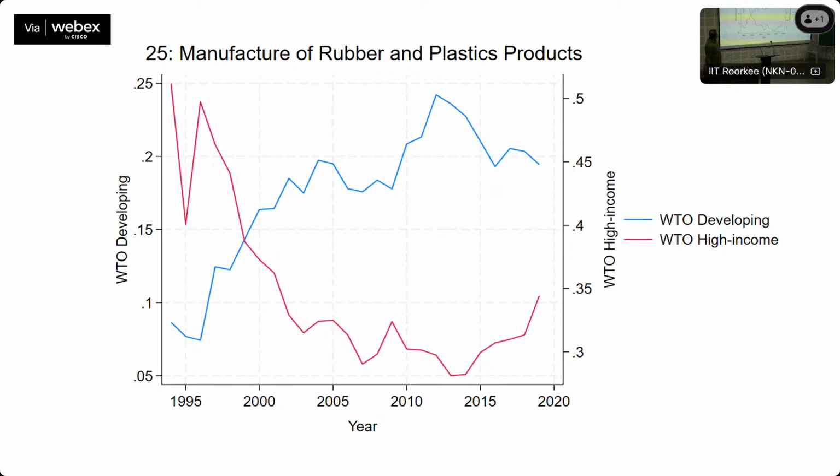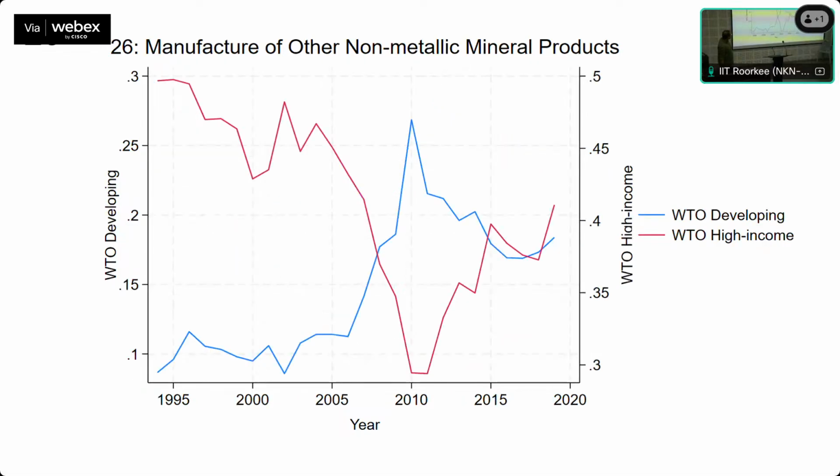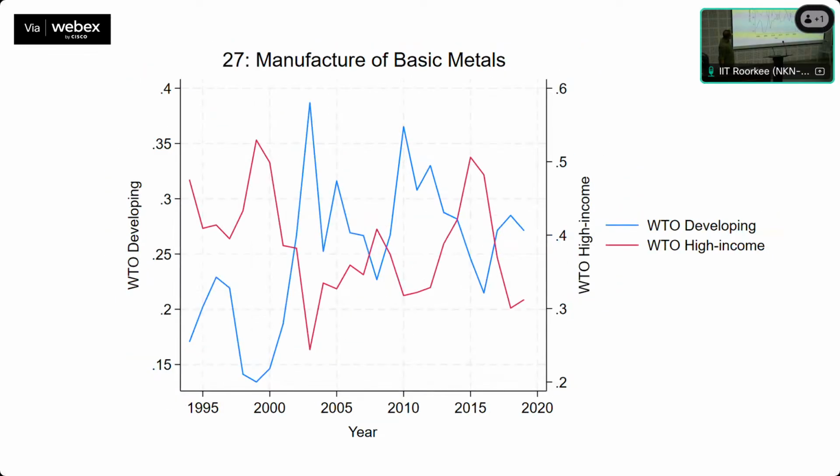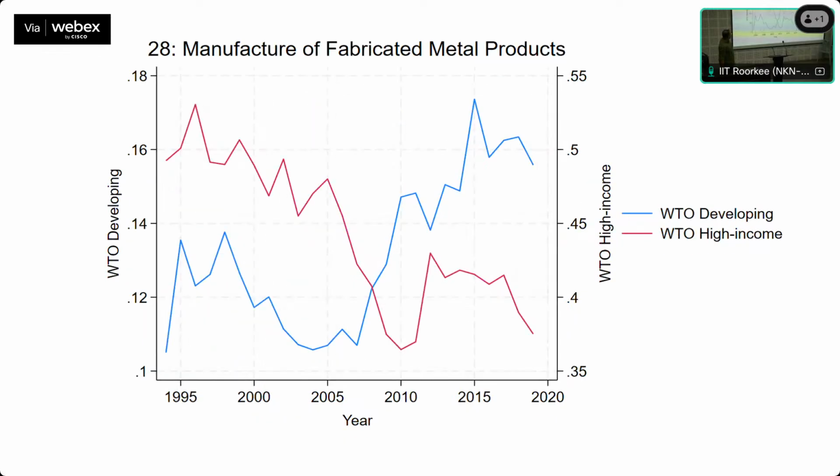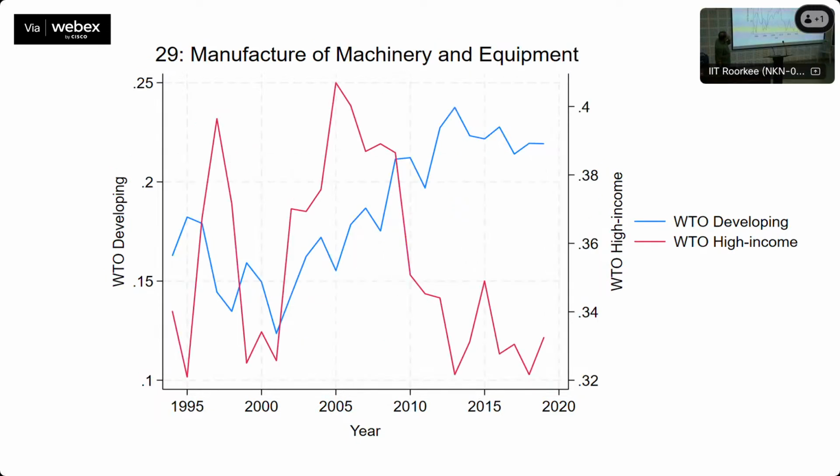This is the manufacture of rubber and plastic products. Not much change. Again, developing to developed. This is non-metallic mineral products. Again, developing, growing up a bit more. Metals, not much change. Fabricated metal products, again, towards more developing than developed. Developed is going down. Not much change in machinery equipments.